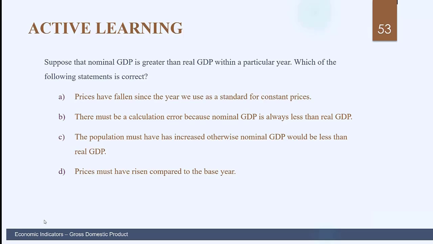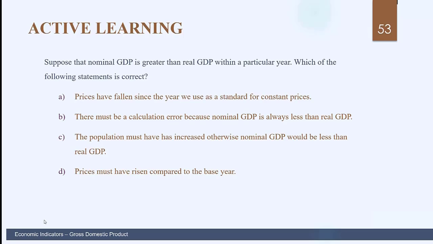In B, it says there must be a calculation error because nominal GDP is always less than real GDP. Well, we know that's not true. That is only true if the prices were to fall in a particular year. Then when we make the adjustment for prices, the actual real GDP would be greater than the nominal. Typically, though, prices tend to increase every year. There are exceptions, of course, in recessions where you do see some minor deflation, but for the most part, prices increase over time. And we will cover that in more detail in the next lecture series, which is going to be on consumer prices and inflation.